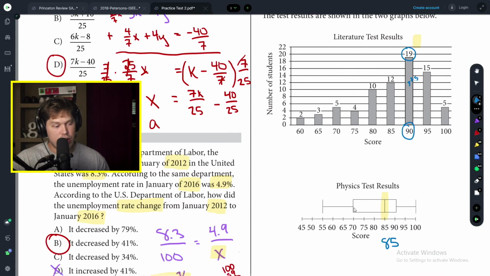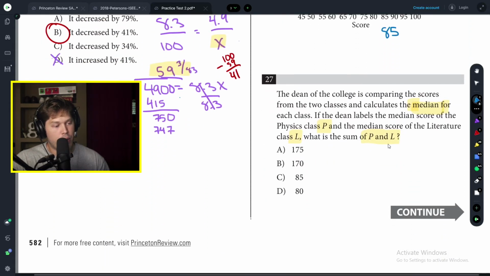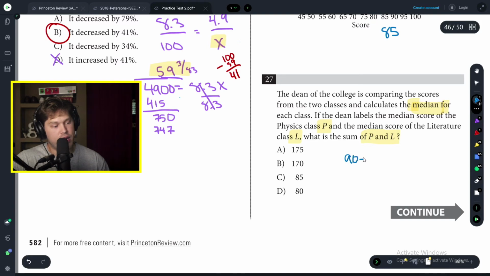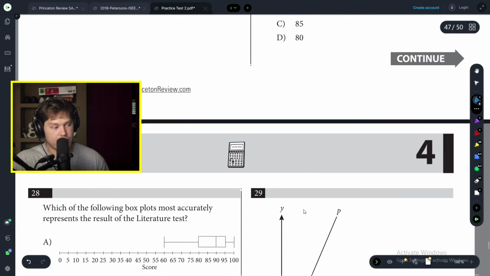So going down to our question, we're asked to sum these. And of course, 90 plus 85 is 175. So our answer is option A.